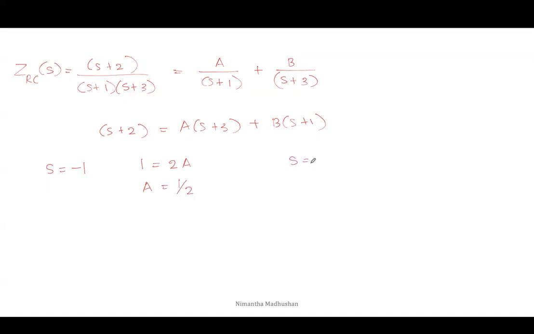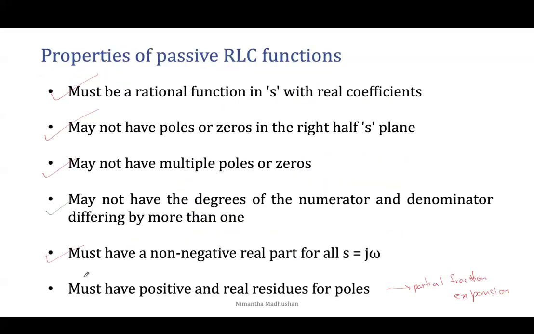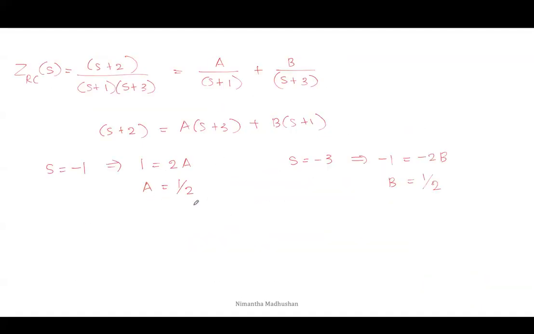If s is equal to minus 3, minus 1 is equal to minus 2b. So b is equal to half, 1 over 2. Then you can see the values a and b are both real and positive, so the sixth property is also satisfied. It must have positive and real residues. The values a and b are the residues, and both are positive and real.